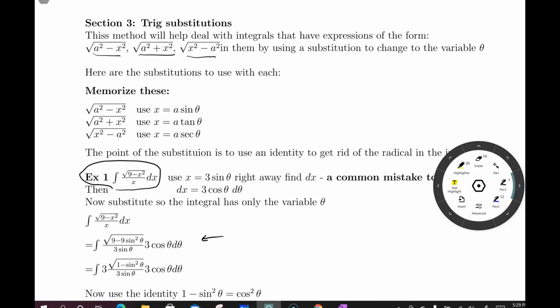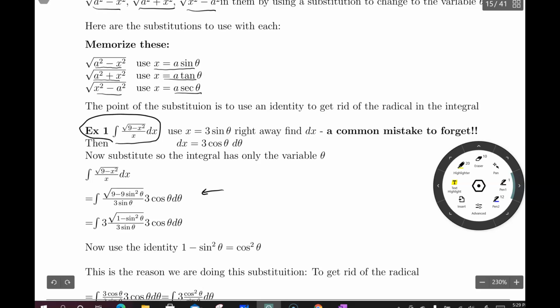All right, so these are the substitutions that work. If I have this expression in my integral, then this is the substitution that will work. If I have this expression in my integral, this is what will work, and this expression. So you have to have these memorized so you know which expression or which substitution to use. So let's go through all the different kinds.